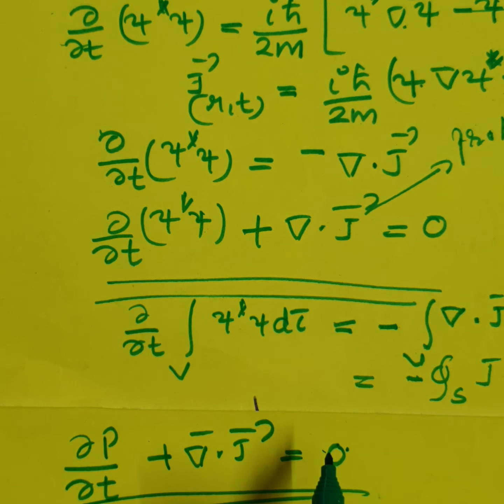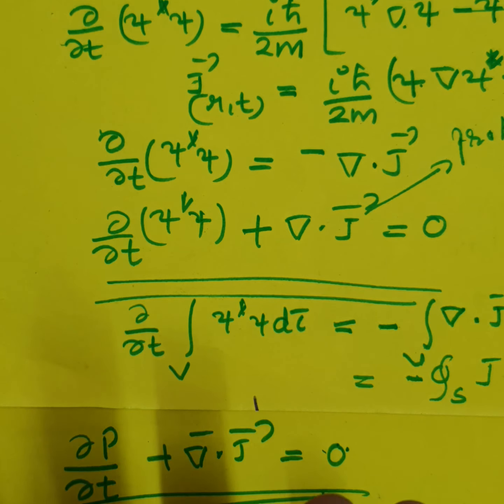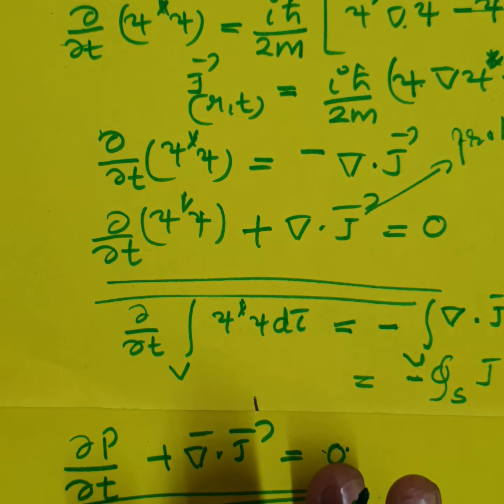Anyway, the conservation of probability says that if the probability in some region increases with time, then the probability of finding the particle outside of this region decreases by the same amount. That is, the total probability will be conserved, will remain constant. So this is called the quantum mechanical probability conservation equation.